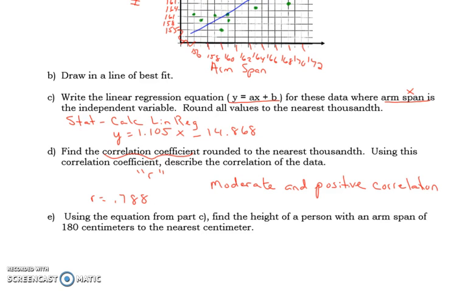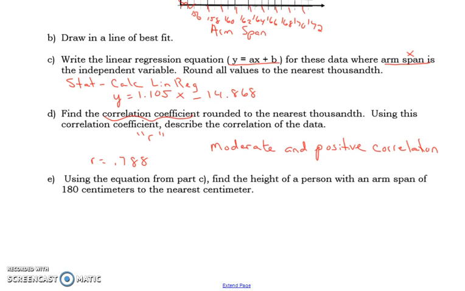Now, part E, using the equation from part C, so I'm going to use y equals 1.105x minus 14.868. It says find the height of a person, now that's your y value, with an arm span of 180 centimeters, and that's your x. So all I need to do is substitute 180 in for x.